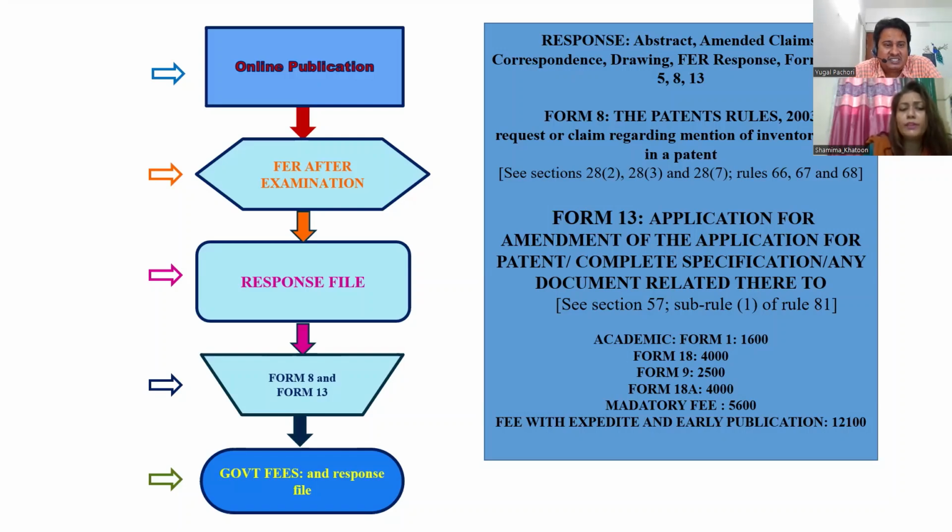If it is early publication, it can be published in 6 to 9 months if you have paid the fees for early publication. Otherwise, after 1 year, the online publication can be available, but it can vary depending upon the number of patent applications to the controller, the workload of the controller. We cannot specify that it will take exactly this much time.